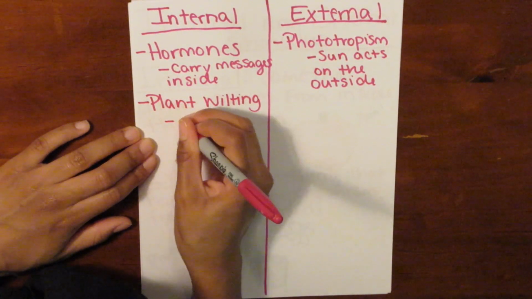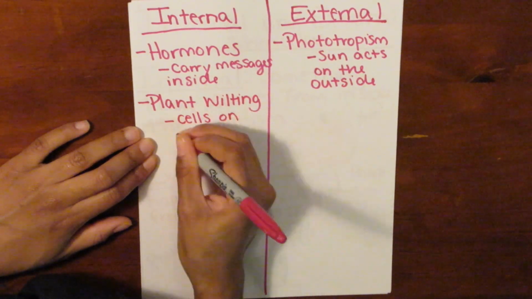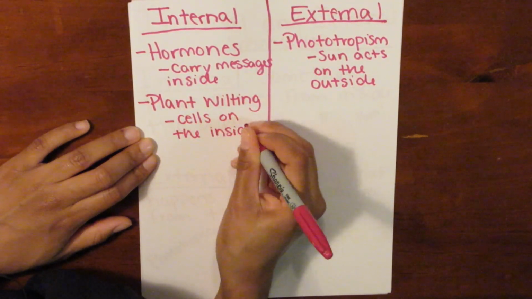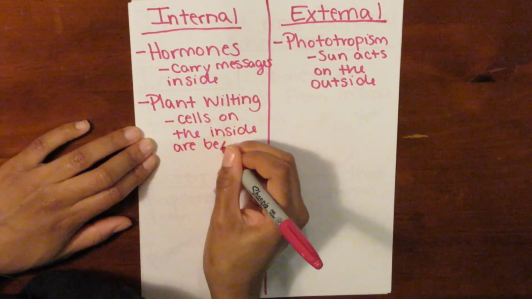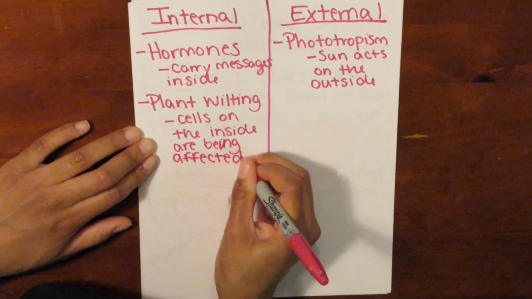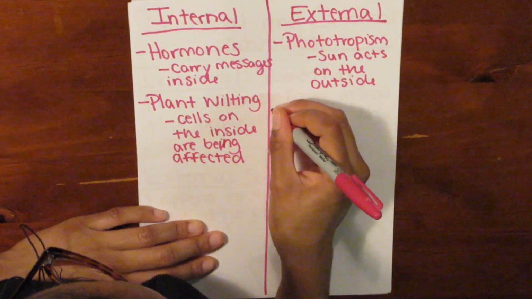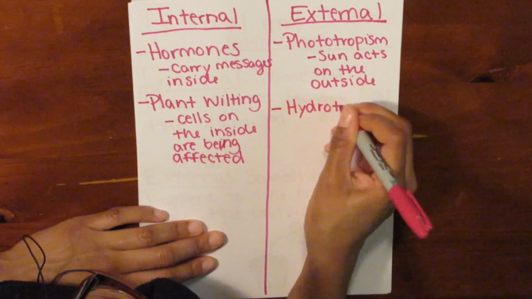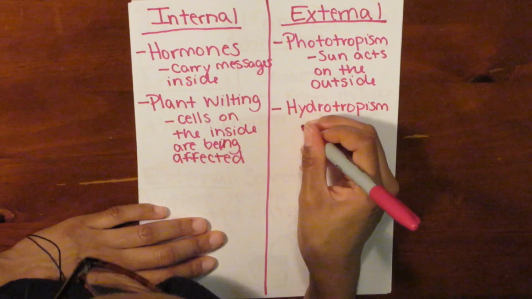Let's look at a plant wilting. Now, while we see that a plant wilts on the outside, the reason is actually because the cells on the inside are being affected. So that's why a plant wilting is going to be an internal stimulus, because the cells on the inside are being affected, and then as a response, the plant is wilting.